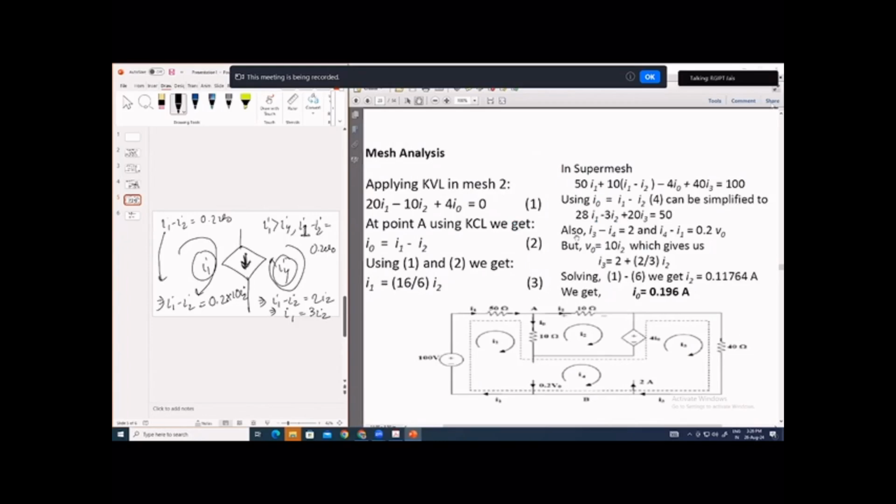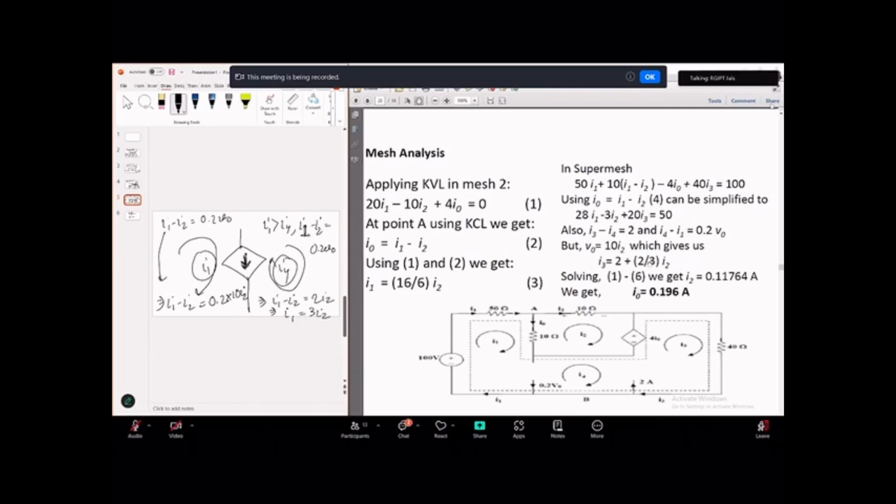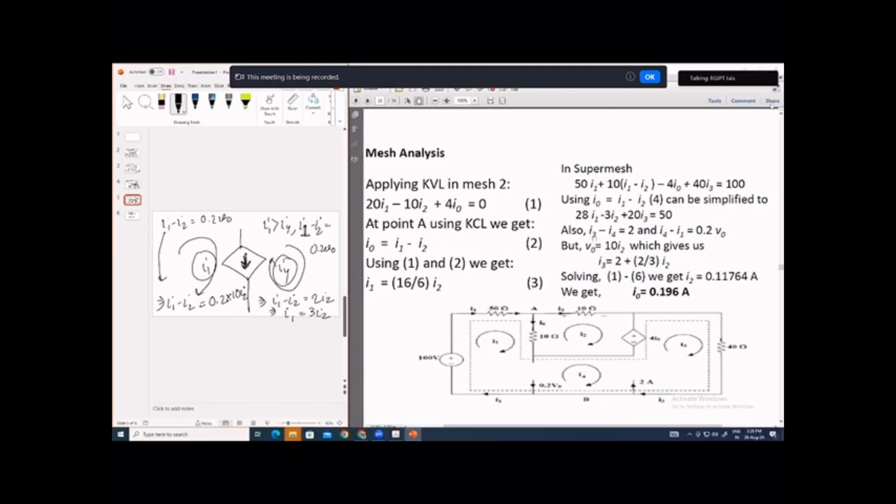These are the steps of analyzing any kind of supermesh. Now, based on this relation, if you put it in the equation of the supermesh and KVL of mesh 2, you will be able to find all the values of current. I2 will be this much, I0 will be this much, and using all these equations, you will be able to find I1 and I2.